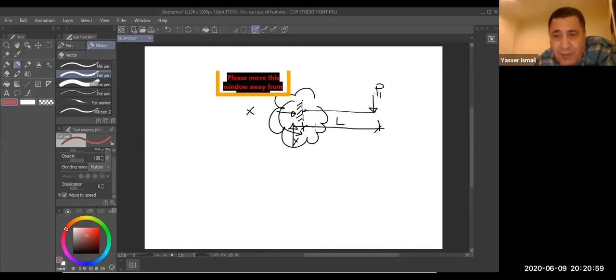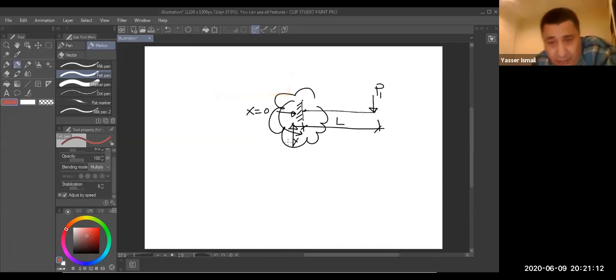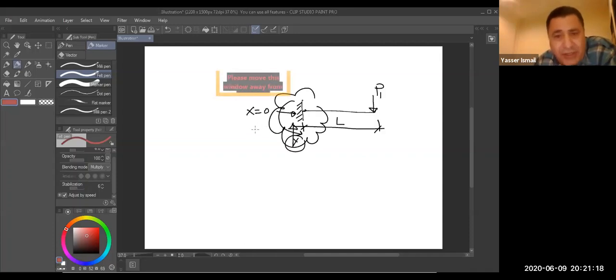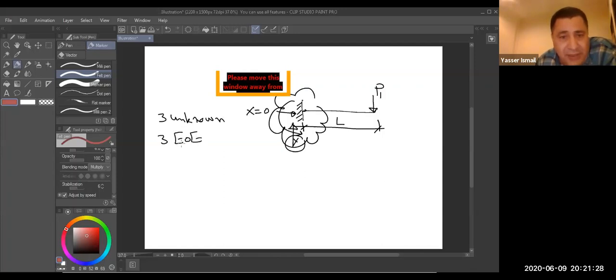X here is equal to 0 because there is no particular horizontal force, but I have the value 0. In the Y direction, I have a reaction and I have a moment. So how many unknowns here? I have 3 unknowns. 3 equations of equilibrium. That means this is statically determinate, degree 0. So what about this system?